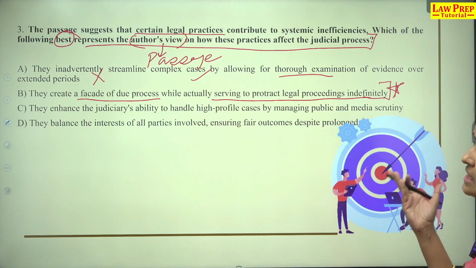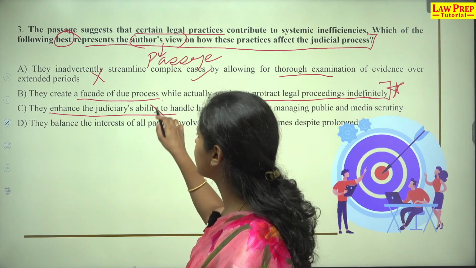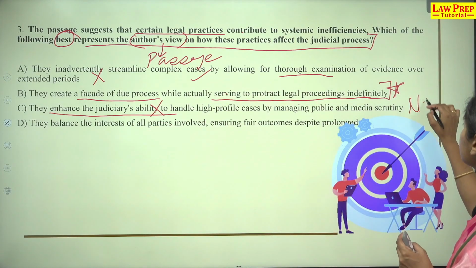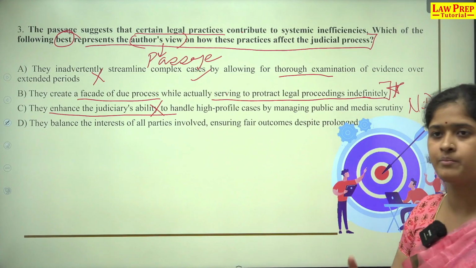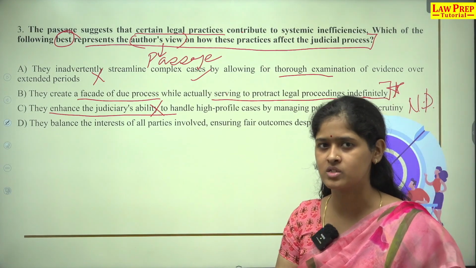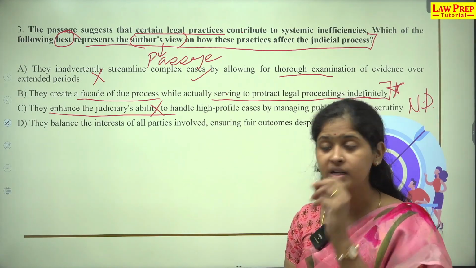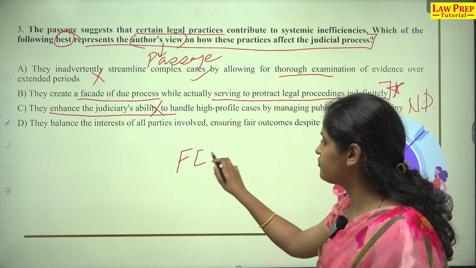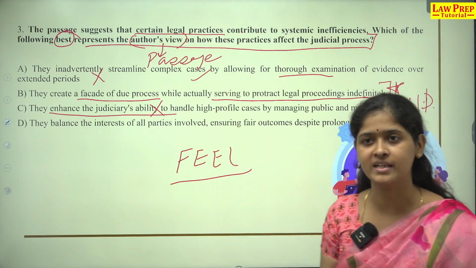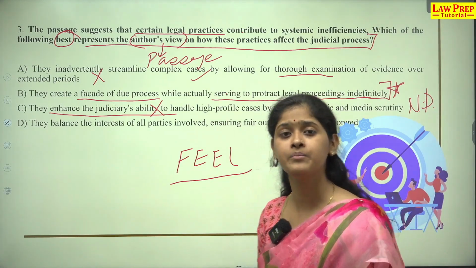And also this legal practice, if they enhance judiciary's ability, this is wrong in itself. This is not discussed in the passage, also not an opinion mentioned by the author. ND means not discussed by the author in the passage. If something is not discussed, maybe you feel that this is correct, but it has to be correct in reality. We are not talking about our feelings. We are talking about the content written in the article.